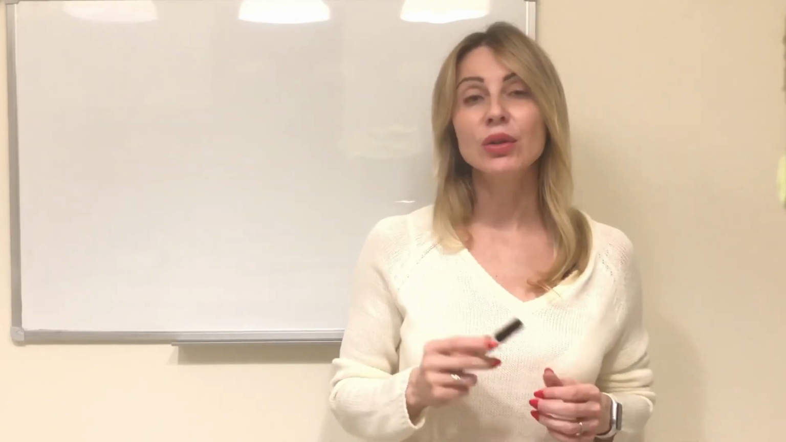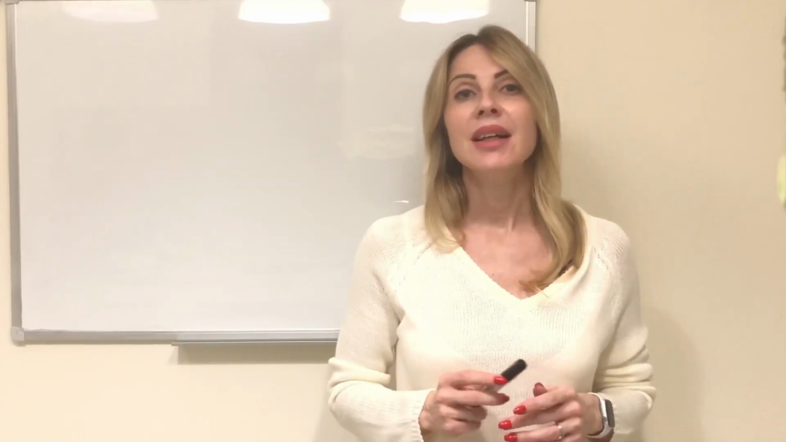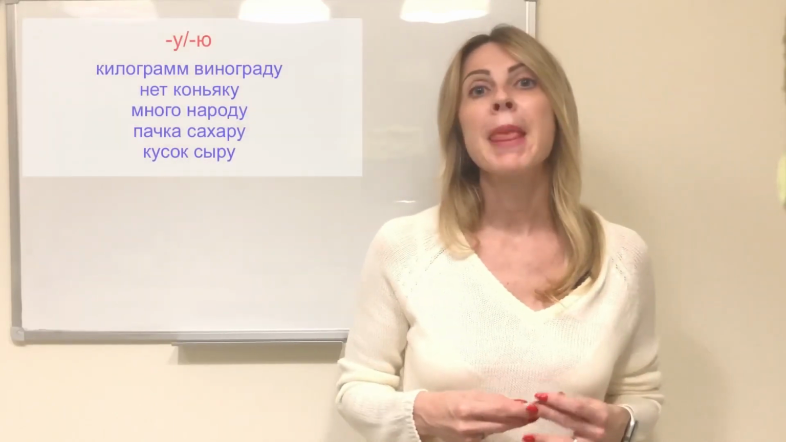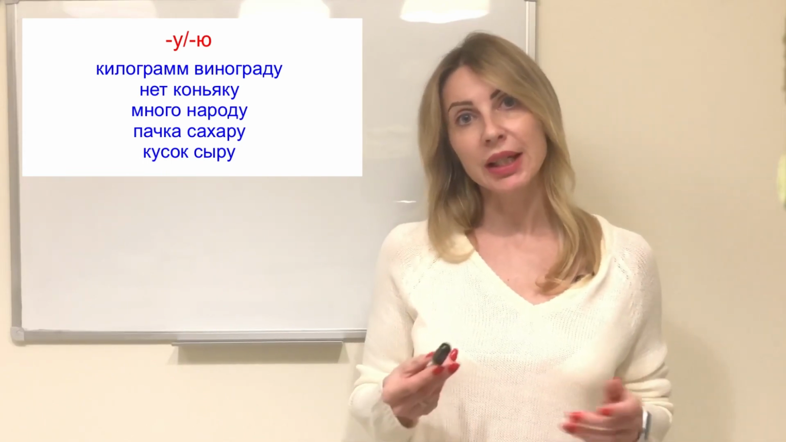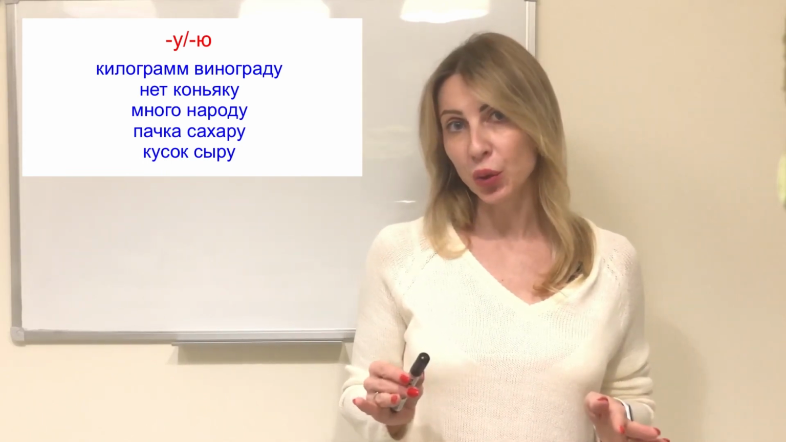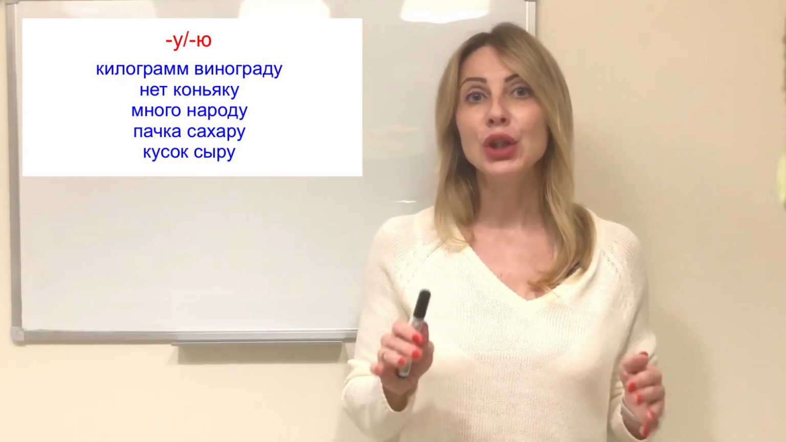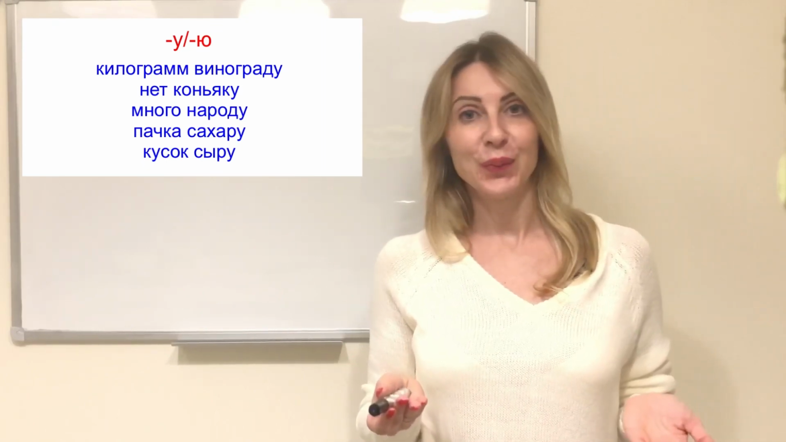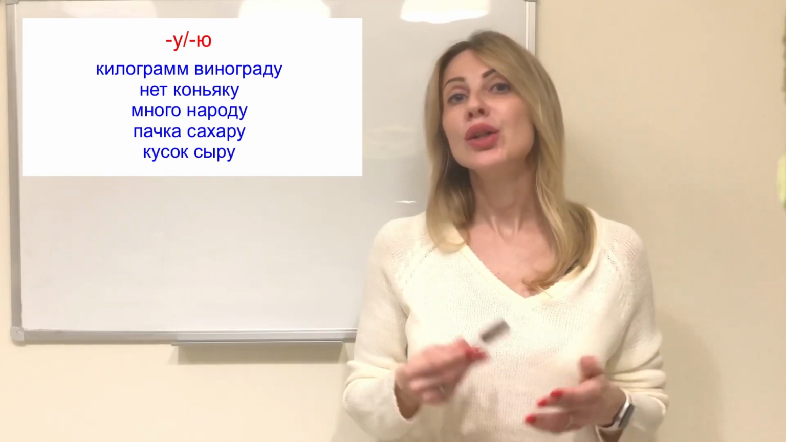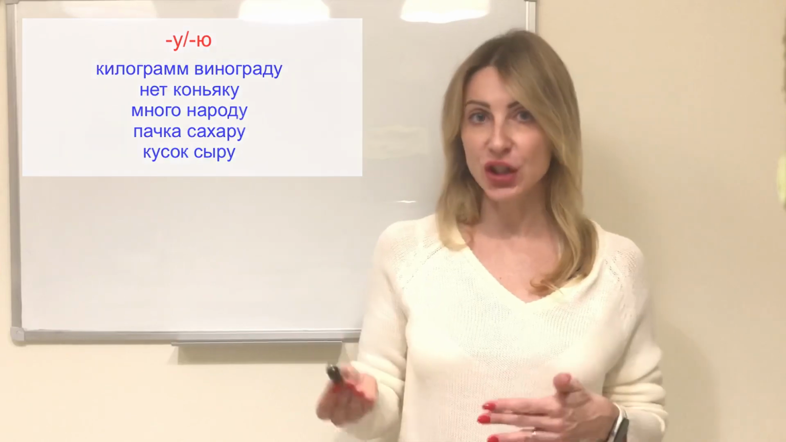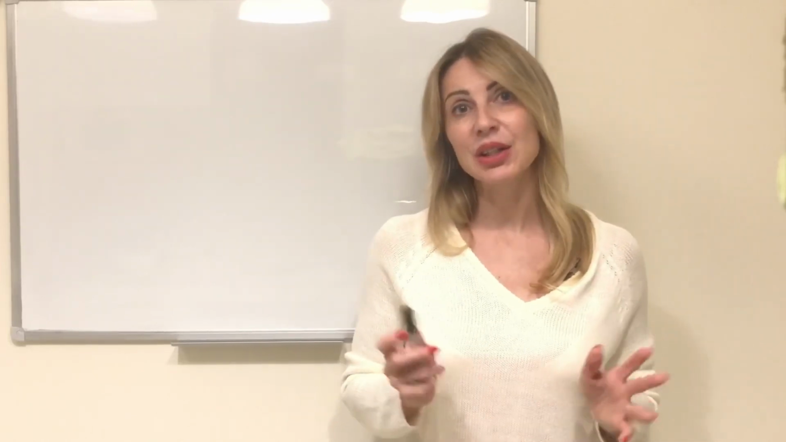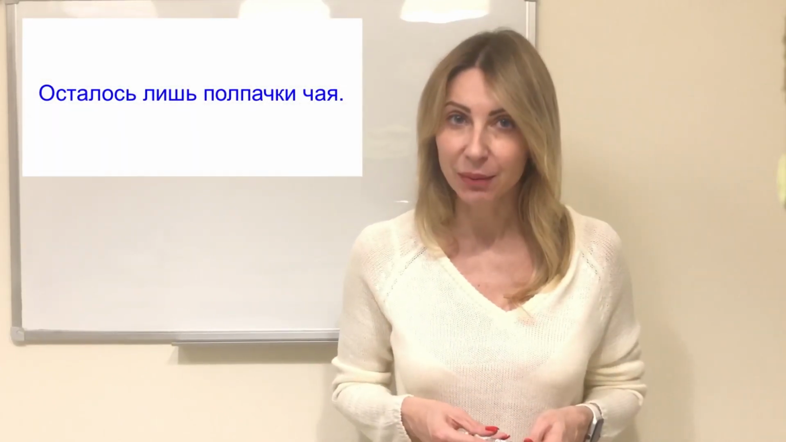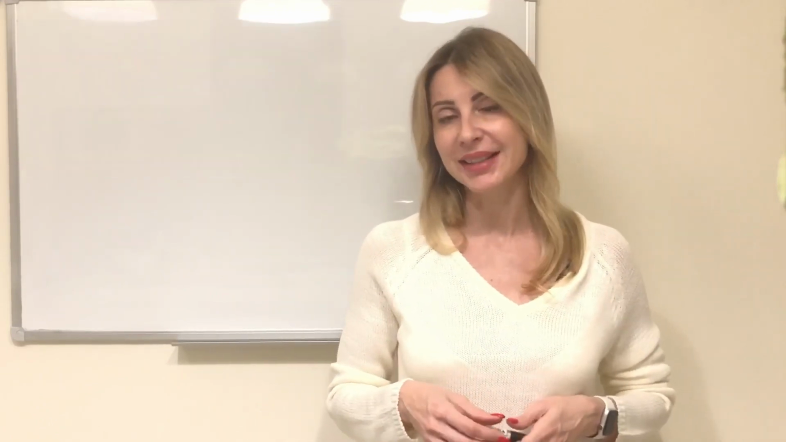Endings у, ю are also found with the word нет, with indefinite numerals and with measures and containers. Пример. Килограмм винограду, a kilo of grapes. Нет коньяку, there is no brandy. Много народу, many people. Пачка сахару, a packet of sugar. Кусок сыру, a piece of cheese. And endings а, я are also possible in such cases. Осталось лишь полпачки чая. Only half a packet of tea remained.